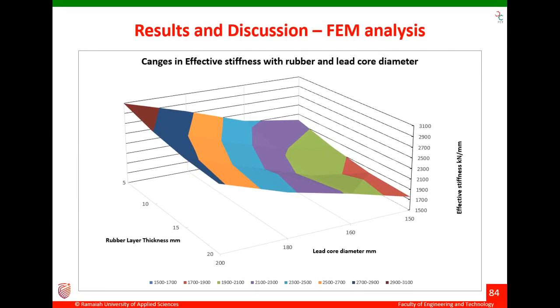So the results of this parametric study are here. This graph shows the change in effective stiffness with the changes in rubber layer thickness and lead core diameter. So for 5 mm thickness of rubber layer and 200 mm diameter of lead core, the effective lateral stiffness is 3100 kilonewton per millimeter. So like this we can read this graph.